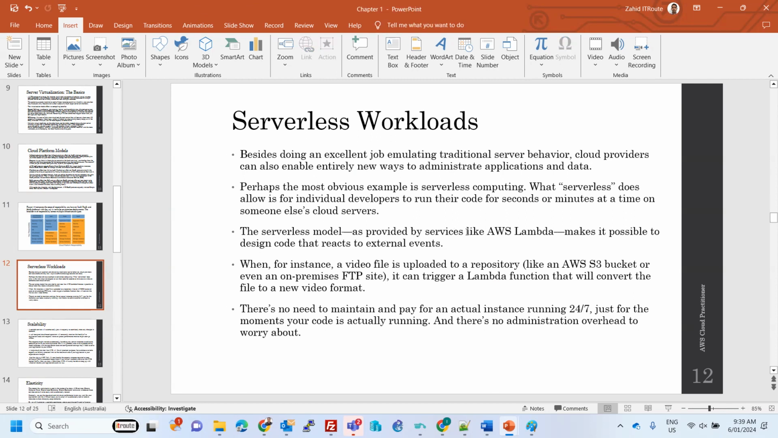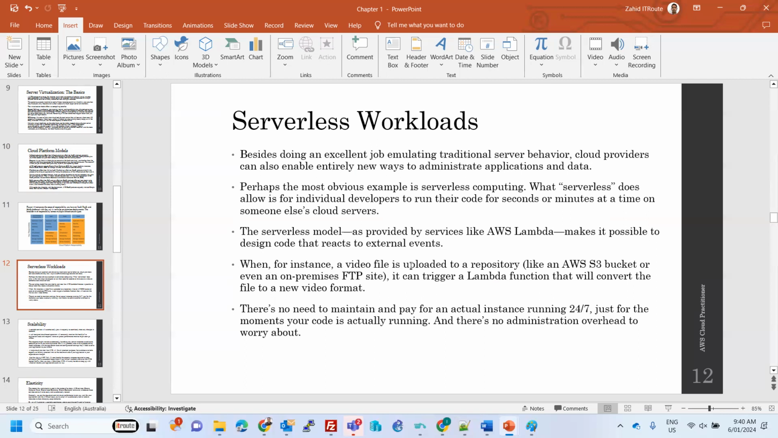Serverless models, as provided by services like AWS Lambda, make it possible to design code that reacts to external events. Serverless means you do not have to think about servers. You don't have to manage the servers, you just manage your applications. In the backend, they manage the servers. So in this way, less management. Let's say you don't have time to manage servers. You don't have to worry about servers at all. You just think about your applications only.